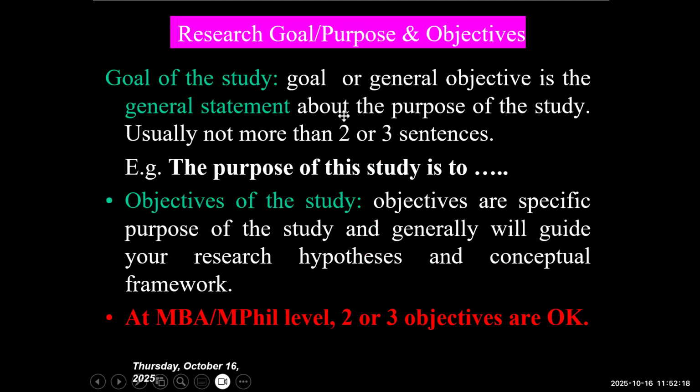After the gaps, the next thing that we go to is the research goal and then the purpose and objectives. So the goal of the study is what we call the general objective, the general statement about the purpose of the study. And usually it should not be more than 2 or 3 sentences. So if you look at existing long essays or theses at the department, you see that the purpose always will let you state it direct, straightforward. So you just say the purpose of this study is to explore, is to investigate, is to determine, and that's all. We don't want you to worry too much about it.